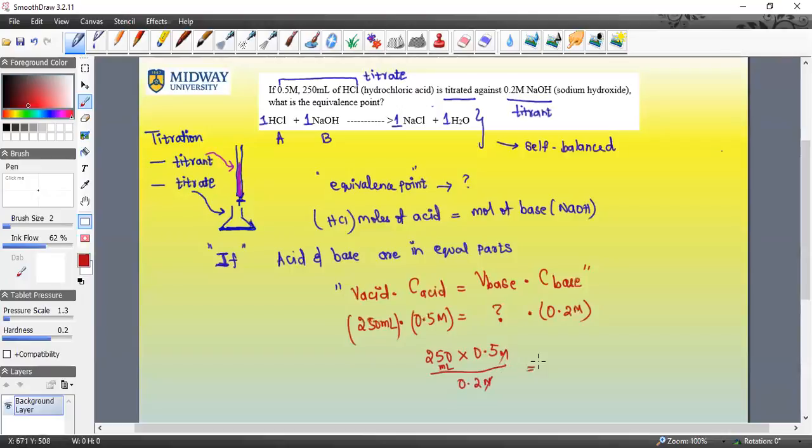250 times 0.5 over 0.2. It's 625 mils. That means this is the equivalence point, where the moles of acid and the moles of base would be equal.